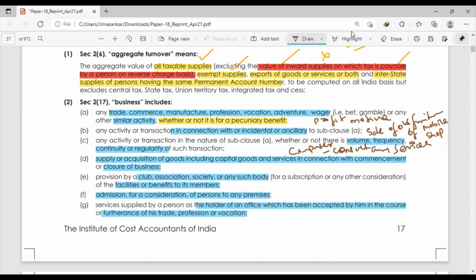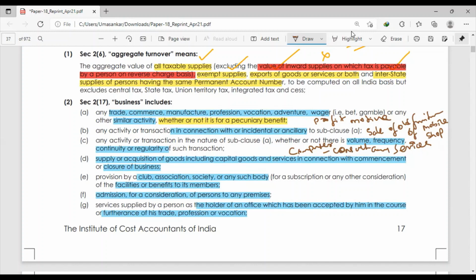So in that business also, that activity is also considered in the business. How to set up a computer shop or anything, whether it is for a friend or something else. Next, supply or acquisition of goods like capital goods and services in connection with the commencement or closure. I've already given an example of this. When you're opening a shop or any business, you are purchasing the inventory stock along with the capital goods. The same thing. There is nothing else.